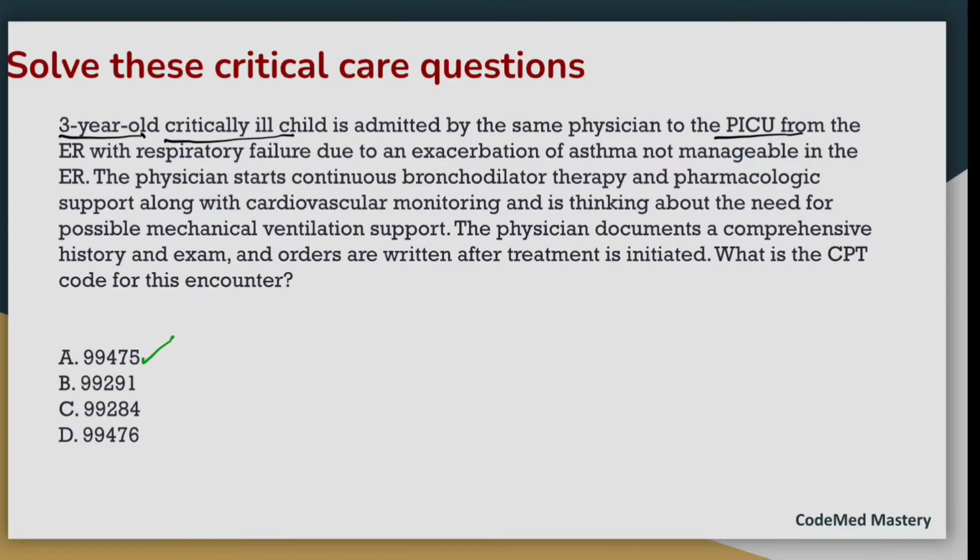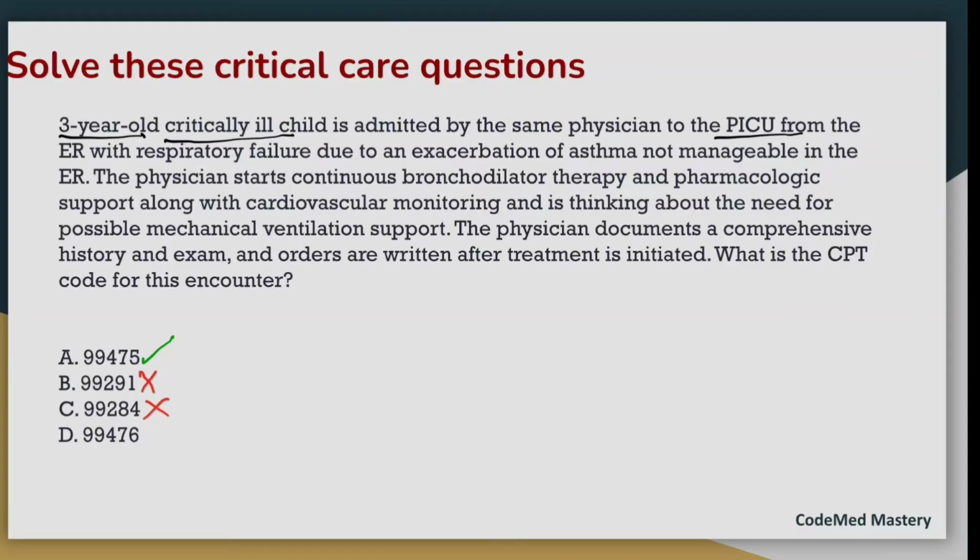Let us check option B also. 99291. 99291 is for outpatient critical care service that we already discussed. So in our question it is inpatient critical care. So we'll eliminate option B. Coming to option C, 99284. 99284 is for emergency department visit. But in our case, critical care is being provided. So by this we'll eliminate option C.